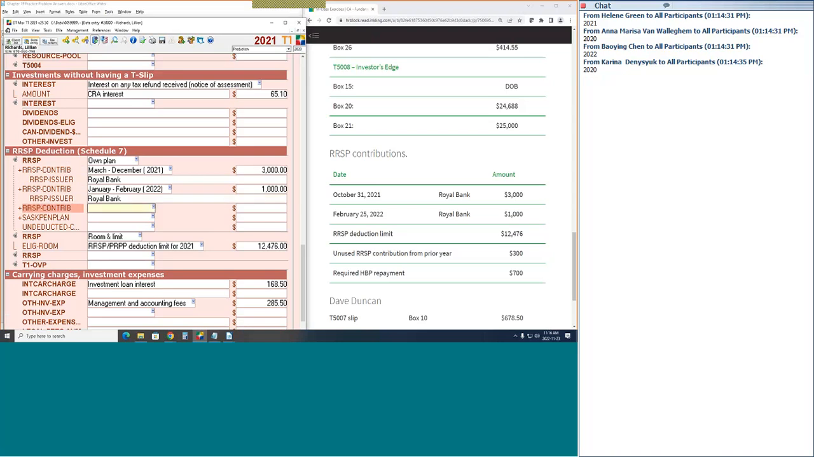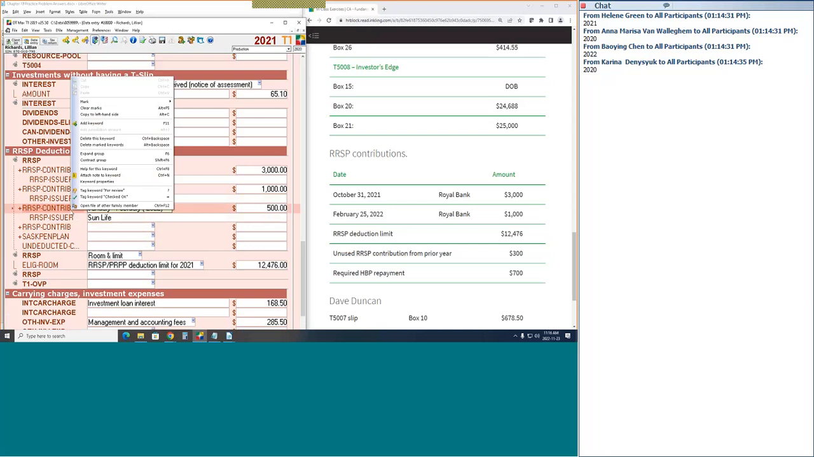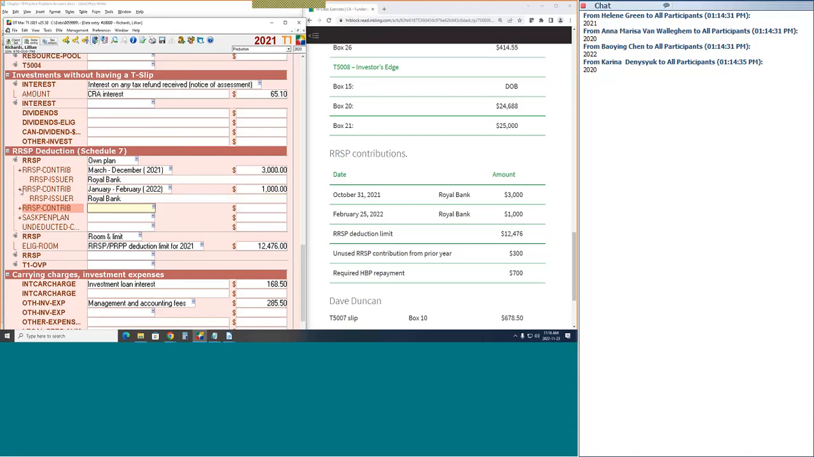And again, every time I create one, I can create another one if I have to. So maybe she also did a contribution in January, February to a different bank. She didn't. I'm just going to show you. I could then say Sun Life, right? Whatever the company is, and that will differentiate it. So I'm going to take that last one out because she didn't have it.